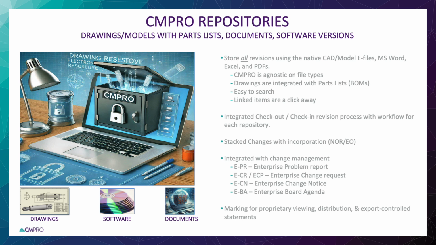CMPRO includes 3 repositories directly linked to the change management modules. The drawing and model repository also features full parts listing functionality. The document repository offers hierarchical baseline functionality, as does the software version repository. All repositories can function as independent baselines and are linked to all repositories as well as the rest of the CMPRO functionality. Additionally, CMPRO is CAD agnostic.